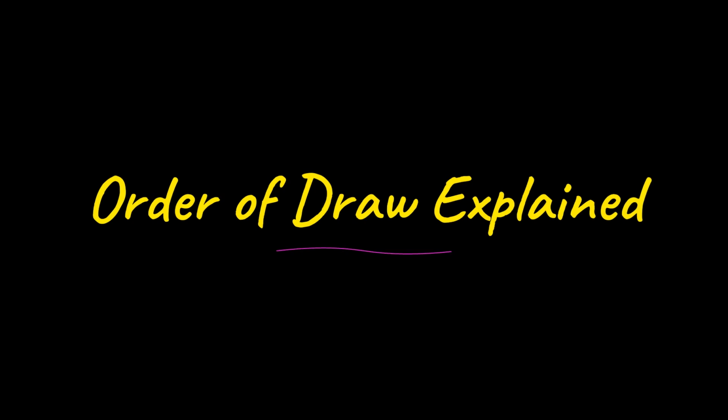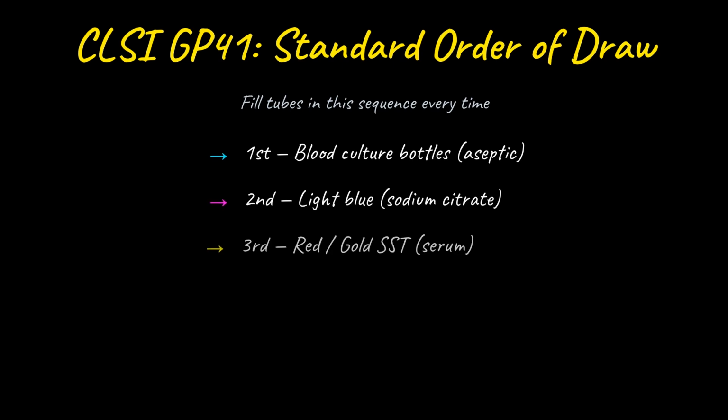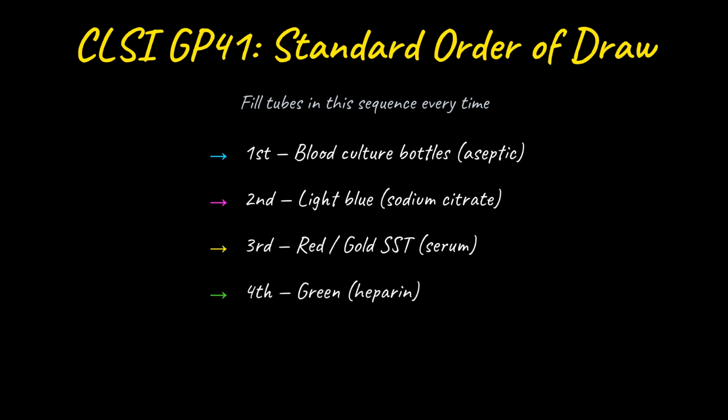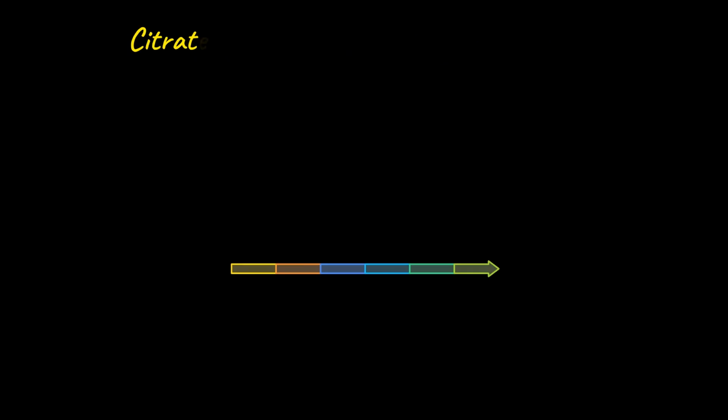The order of draw is a standardized sequence for filling collection tubes during a single venipuncture. Its entire purpose is to prevent additive carryover. Trace amounts of one tube's additive contaminating the next tube and corrupting results. CLSI GP41 defines 6 positions. Blood cultures go first to prevent any additive contamination of the sterile inoculation. The light blue sodium citrate tube is always second, before any serum, heparin, EDTA, or fluoride tube enters the line.